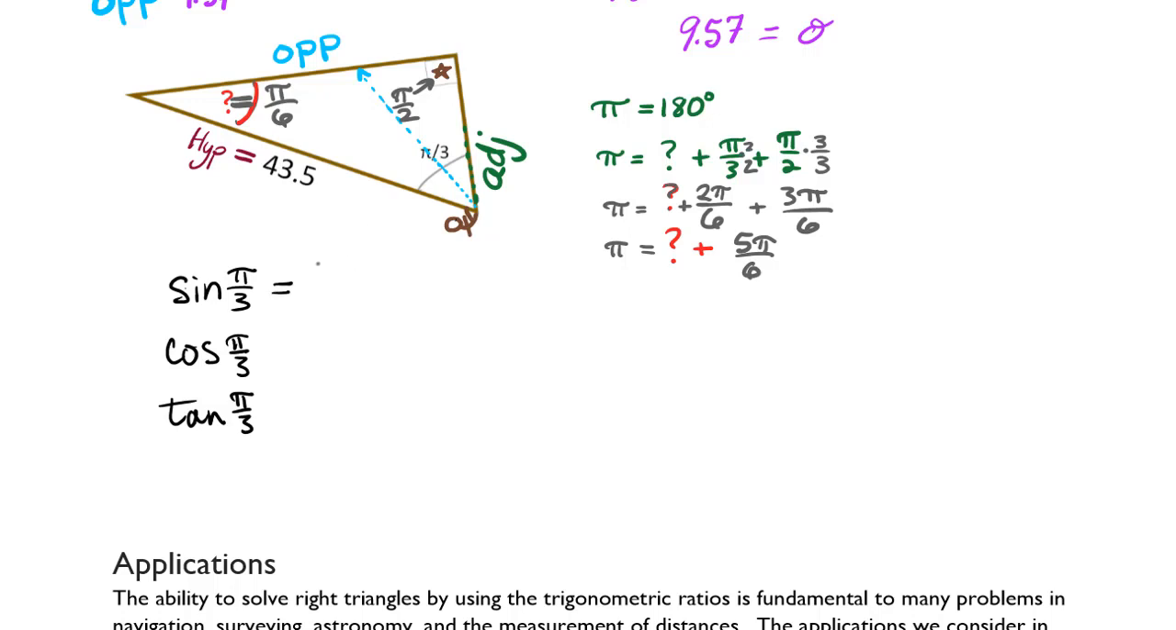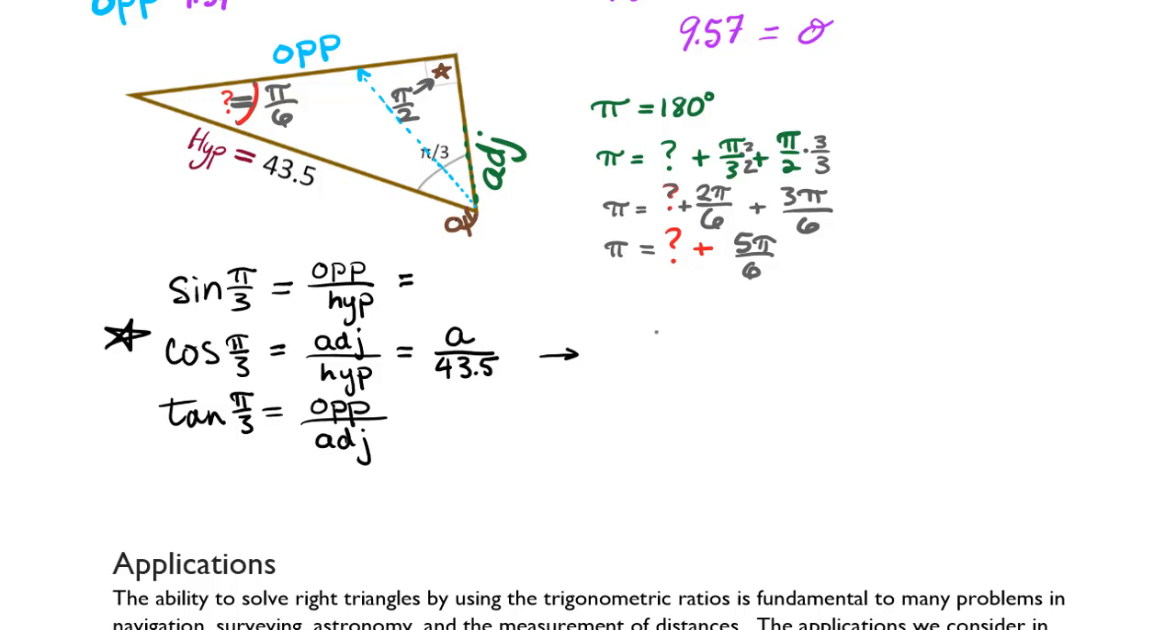Remember that sine is opposite over hypotenuse, cosine is adjacent over hypotenuse, and tangent is opposite over adjacent, which means that I need to figure out which one I need to use. Let's say I want to find the adjacent side. If I'm given the hypotenuse, the most obvious one to use would be cosine of pi over 3.